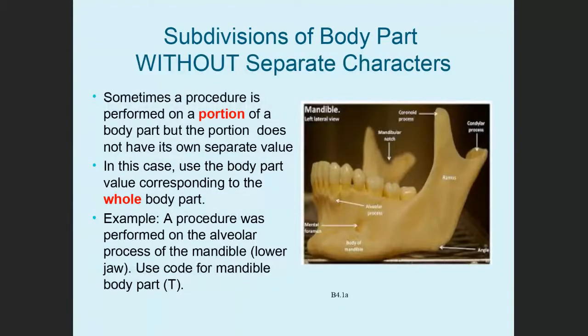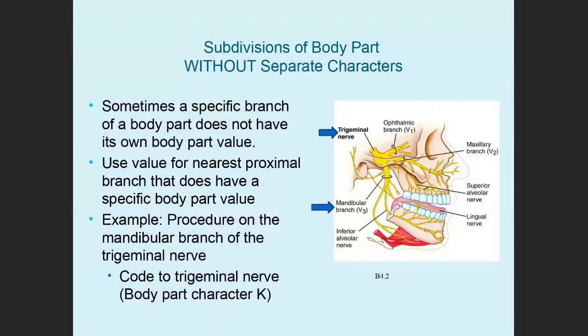The previous slides discuss circumstances when a single body part has multiple possible values. Sometimes a procedure is performed on a portion of a body part, but that portion does not have its own value. The guidelines state that in this case, use the value for the whole body part. So for an example, a procedure was performed on the alveolar process here of the mandible, the jaw. Since there's no body part value for alveolar process, you're going to use the body part value for the mandible.